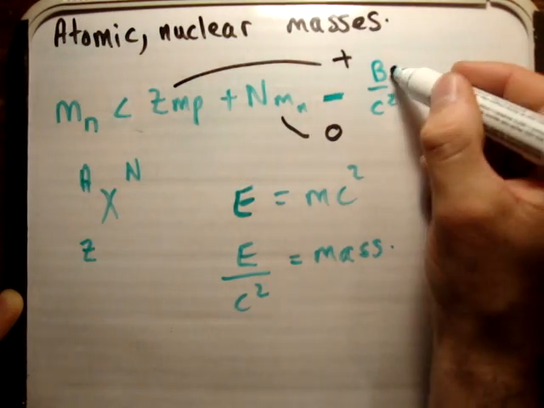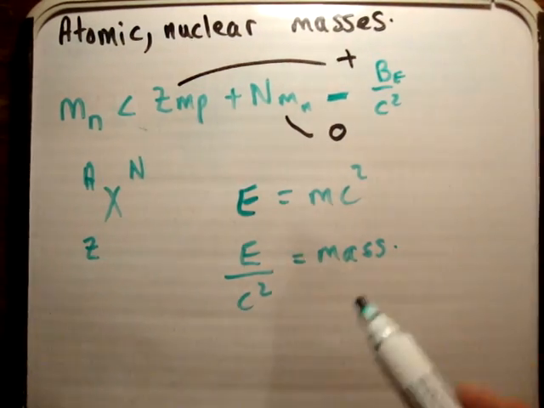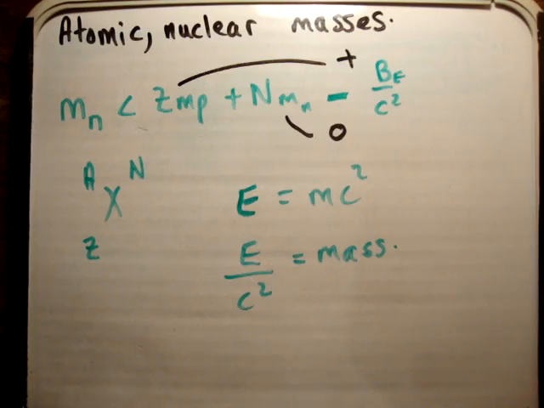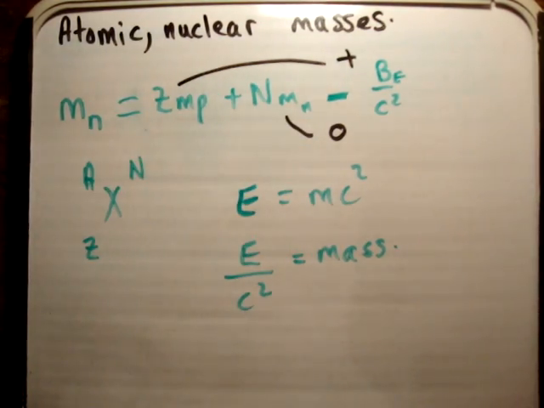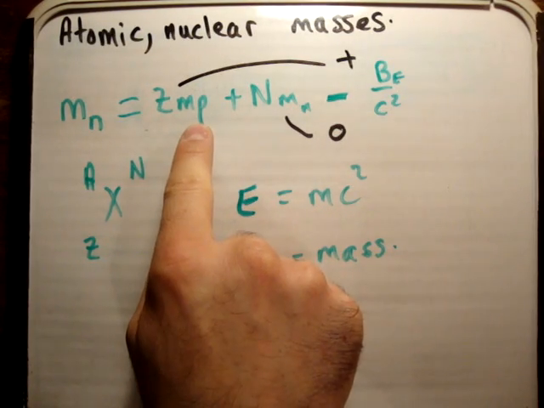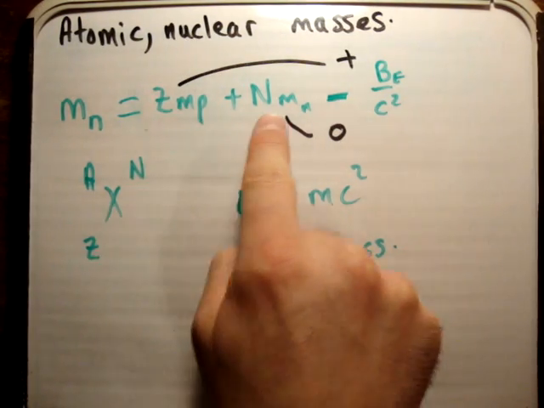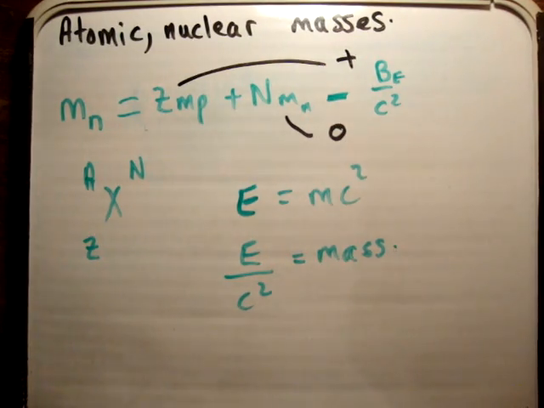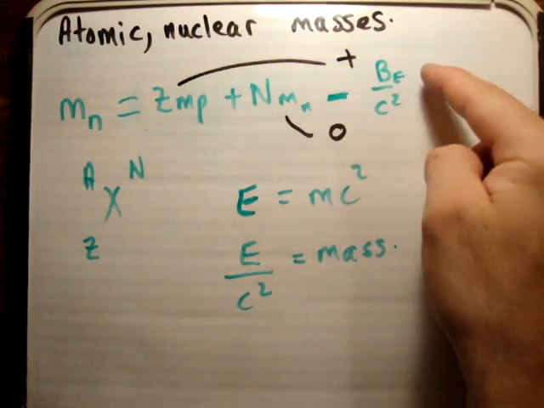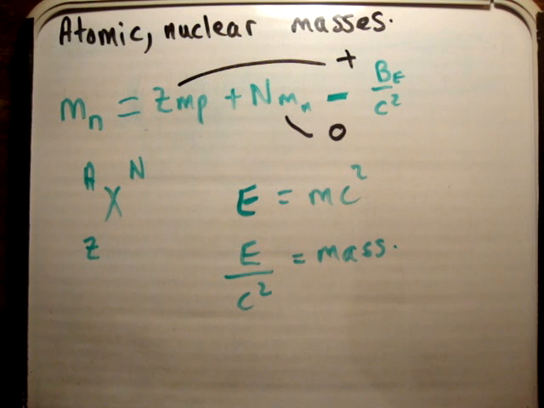Okay, where I'm saying b is like a binding energy. You can say e over c squared. So it's a mass. And if you do that, then the mass of the nucleus is equal to the mass of all the protons plus the mass of all the neutrons minus the energy to keep all the protons together. Okay, and this is a mass because it's energy divided by c squared. So that's the mass of a nucleus.